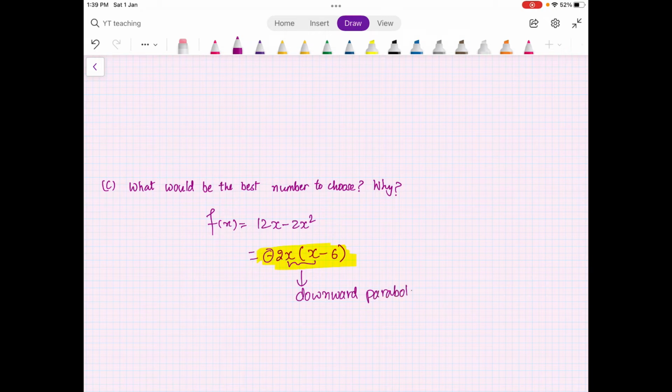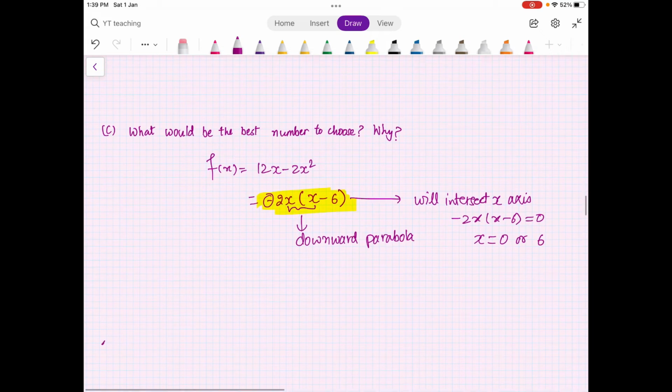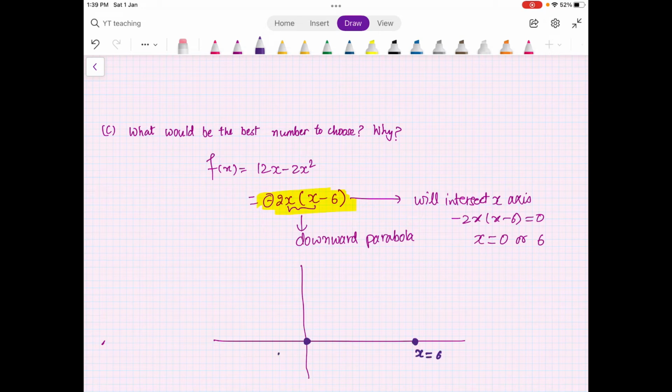Okay. And if we talk about what the zeros are here, this parabola will intersect the x-axis when -2x times (x - 6) is 0. That is, x is either 0 or 6. Right. So it means that this is a situation at x equals 0 and at x equals 6.